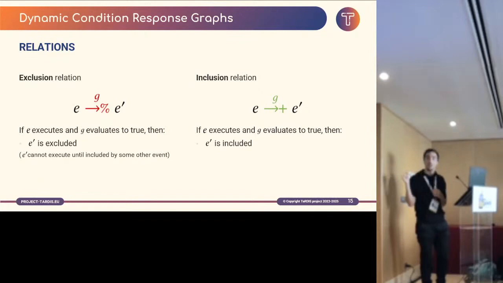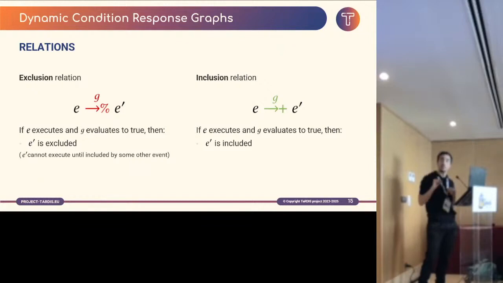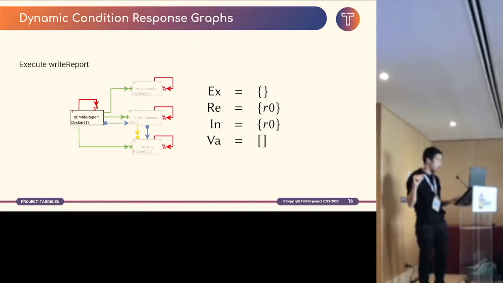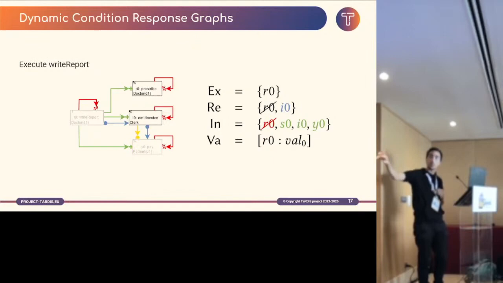The inclusion relation has the opposite effect. If the event on the left-hand side executes, then the event on the right-hand side of the relation must be included. Okay, so now considering the example, if we execute the write report, we have to first include the write report into the set of executed events.